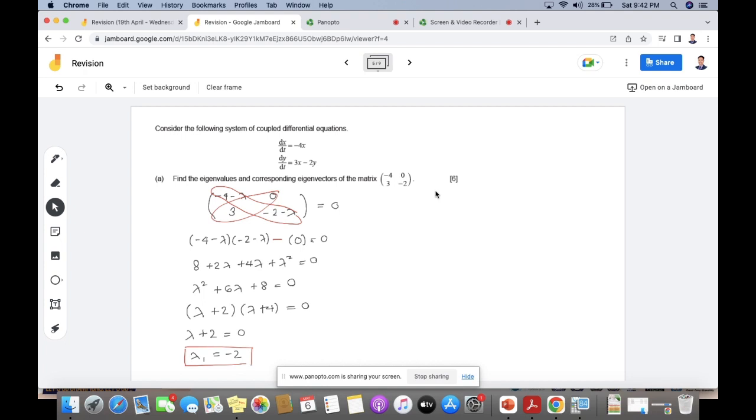And the other one, lambda plus 4 equal to 0, so lambda is equal to negative 4. Sorry, this is our second eigenvalue. Now, let's try to find the eigenvectors. To solve for the eigenvectors, we need to substitute the eigenvalues.